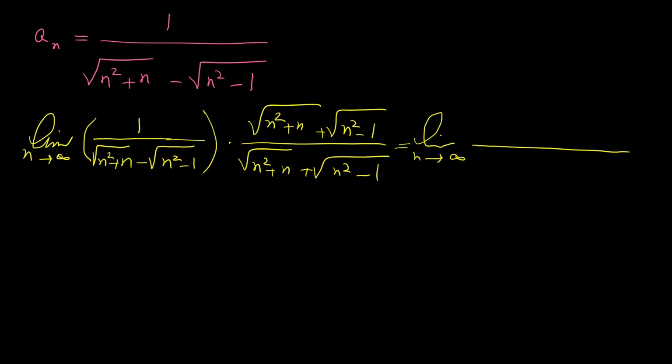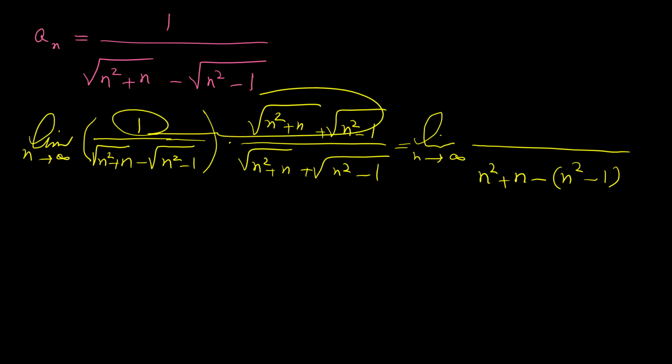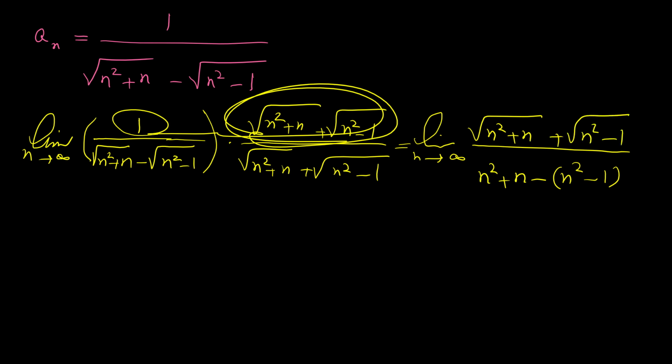From the first radical, we have what? We have n to the 2 plus n. From the other radical, don't forget this negative. This is important, put the negative, then put bracket n to the 2 minus 1. For the numerator, 1 times this would be this expression. So we have radical n to the 2 plus n plus radical n to the 2 minus 1.